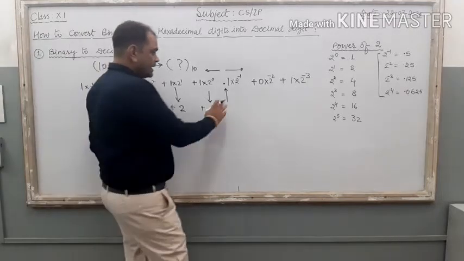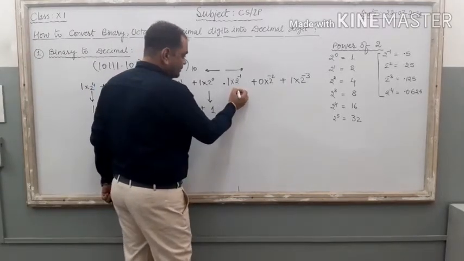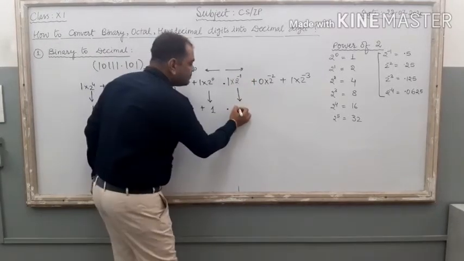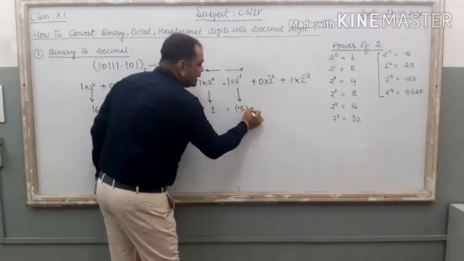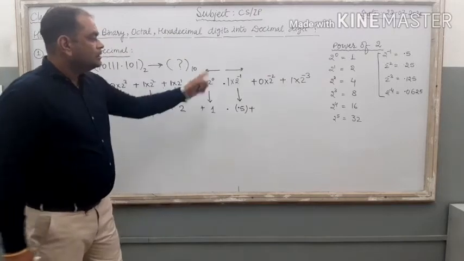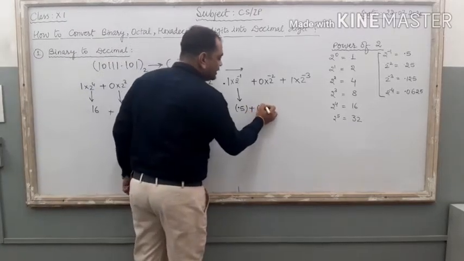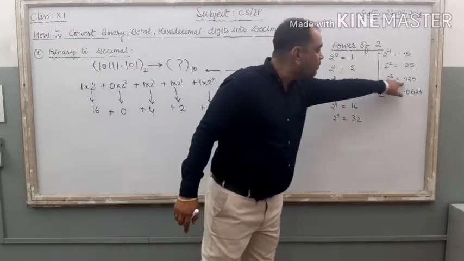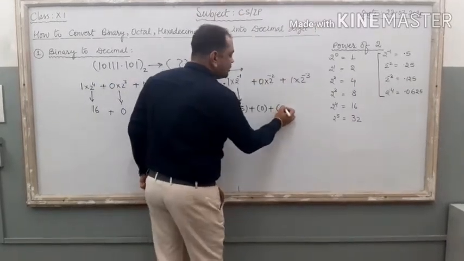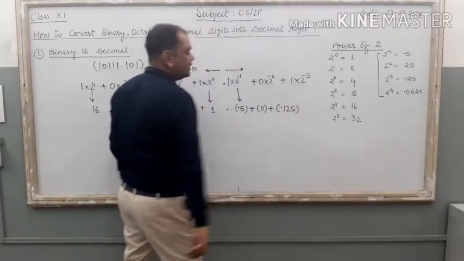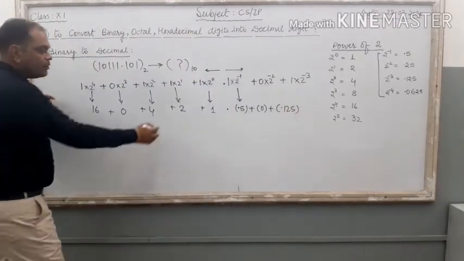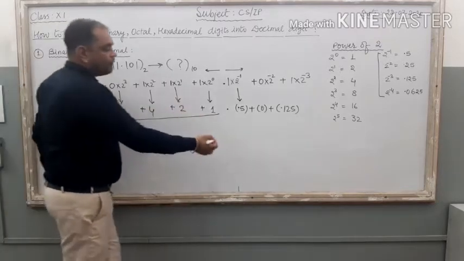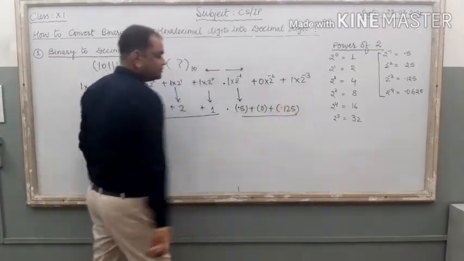Now come to this side, this decimal part. What is the result of this one? 2 raised to power minus 1, it is 0.5. Just put it in the small bracket. 0 into this one, so here the result is 0. Then plus 1 into 2 raised to power minus 3, it is 0.125. Just put this 0.125 over here. Here you have to add this part separately and the fractional part separately.